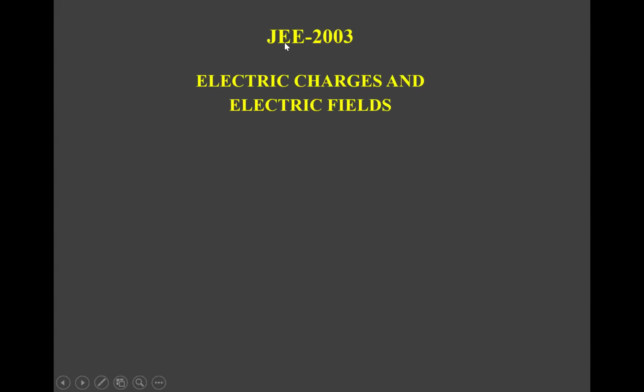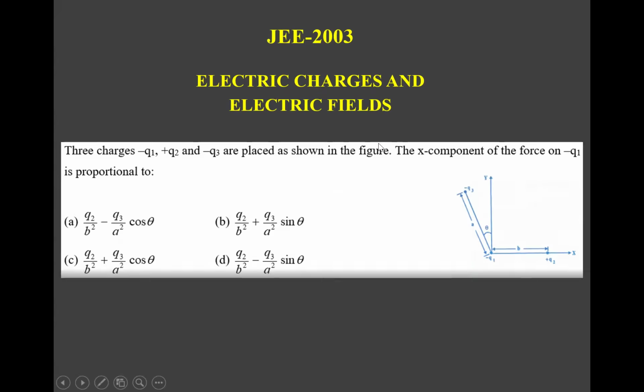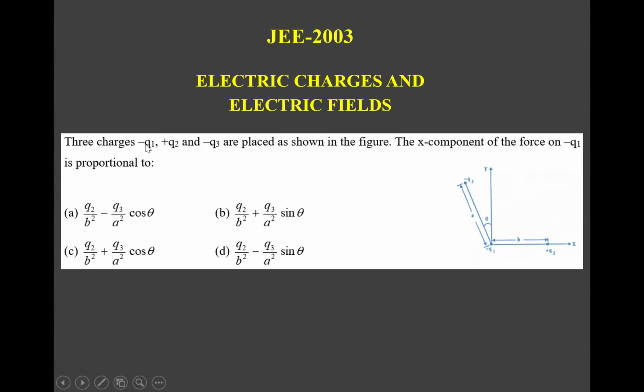Dear students, in JEE 2003, this question was from chapter Electric Charges and Electric Fields. The question is, 3 charges minus Q1, plus Q2 and minus Q3 are placed as shown in the figure. The x component of the force on minus Q1 is proportional to what?